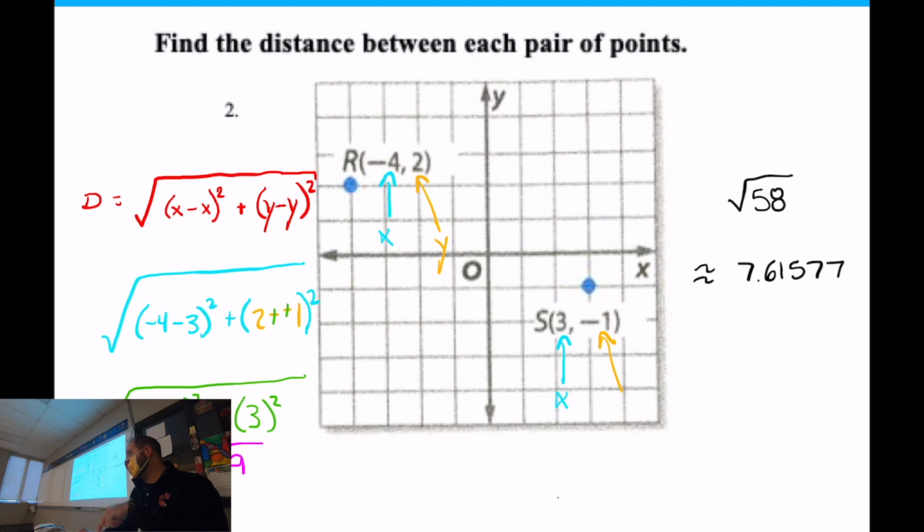Now that formula is something you're going to need to know. It will not be on the board anywhere in here. All right, I'm going to stop the recording there, just so you have it.